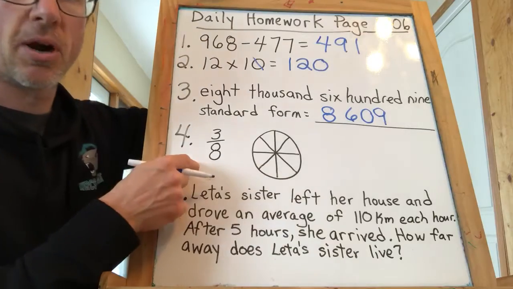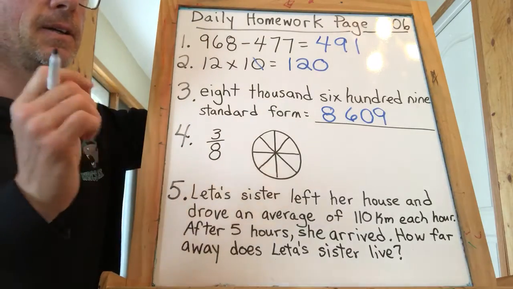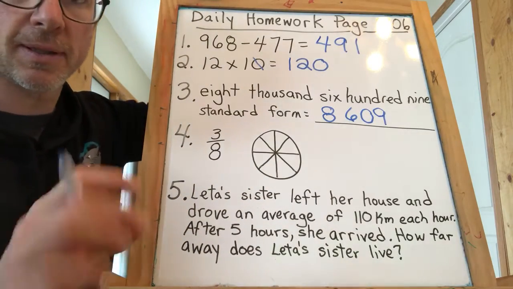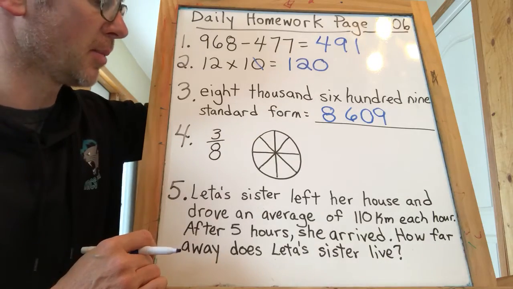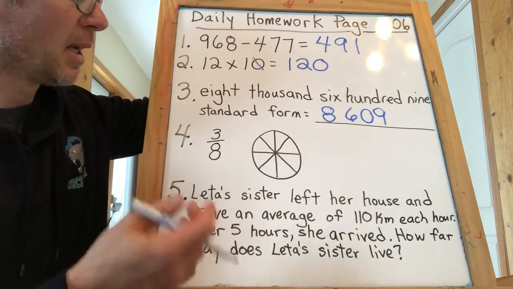8609. Number 4 is pretty hard to do if you're trying to put it on the online document. So you might have just skipped this one.